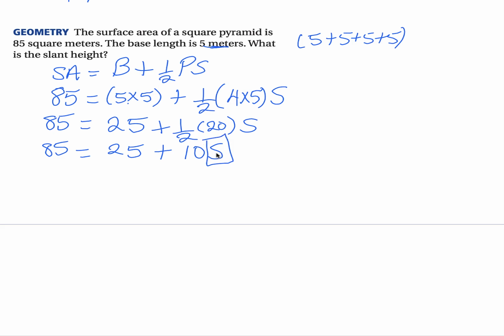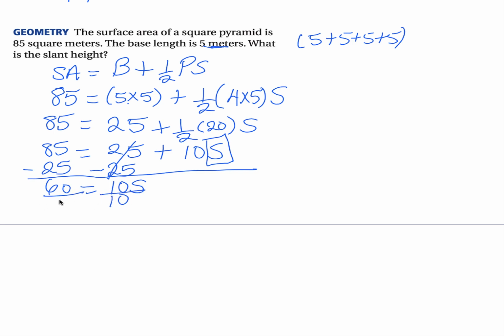So again, we have a two-step linear equation. We're solving for S. So I'm going to get rid of the 25. I'm going to subtract 25 from both sides. This leaves me with 60 equals 10S. Solving for S, divide both sides by 10. So S has a value of 6. So the slanted height would be 6 meters.